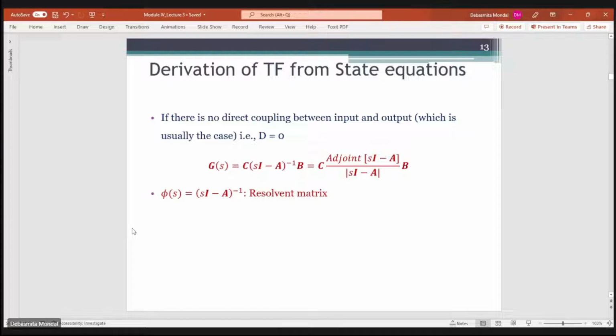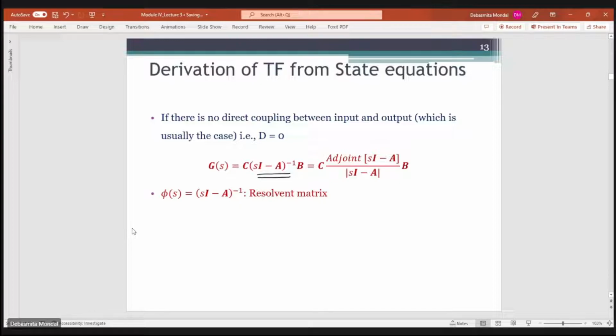So from this equation you can write that this (sI minus A) inverse term is basically known as, you can represent it in terms of phi(s), and this is known as the resolvent matrix. Okay, so one thing that you have to study over here is that for state space modeling or state space analysis of a system, it is very important that you know how to do this matrix algebra.